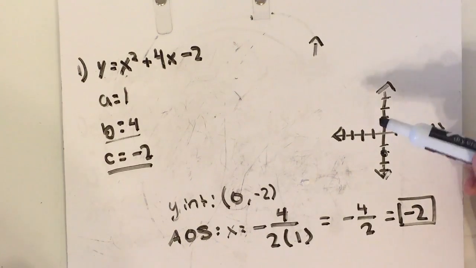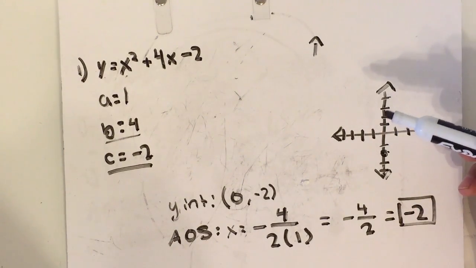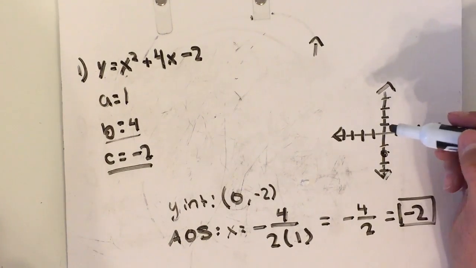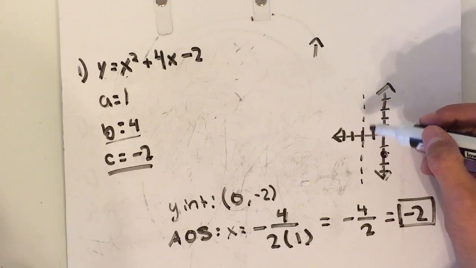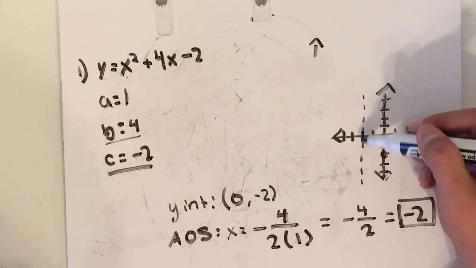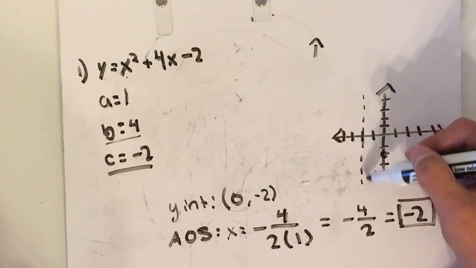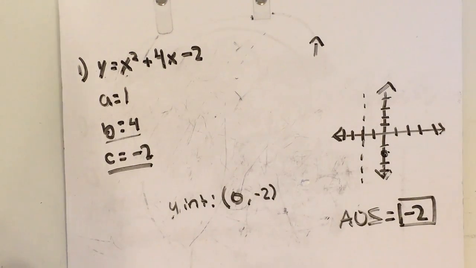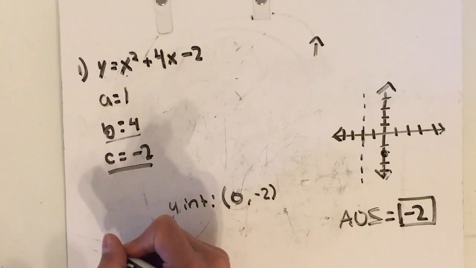We're going to write this on the graph just as a guiding point. So our AOS is going to be x equals negative 2. Our vertex is going to be somewhere along this x equals negative 2 line. In order to find that, we're going to plug it in. To find the y of our vertex, if you remember, it's f of the AOS. So we're going to go ahead and do that.